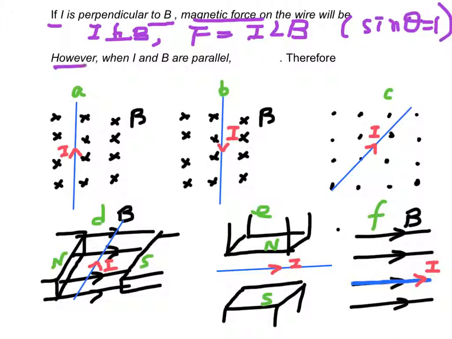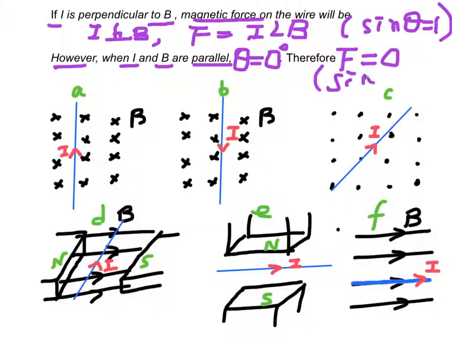However, when current I and magnetic field are parallel, theta equals 0 degrees, therefore the magnetic force on the wire will become 0 since sine 0 degrees equals 0.